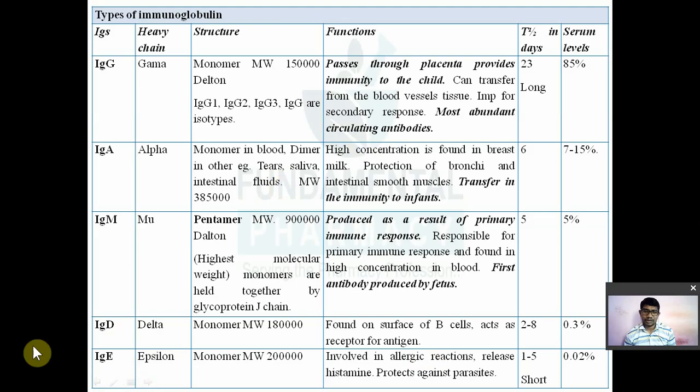Okay, so these are the different types of immunoglobulin, which have very short half-life, that is 1 to 5 days. The longest half-life antibody is immunoglobulin G, and the shortest half-life antibody is immunoglobulin E. It is present at 0.02%. Highest concentration of antibody found in the serum is antibody G, 85%. Lowest concentration is of immunoglobulin E, 0.02%. So these are the very important parts. I hope you liked it.